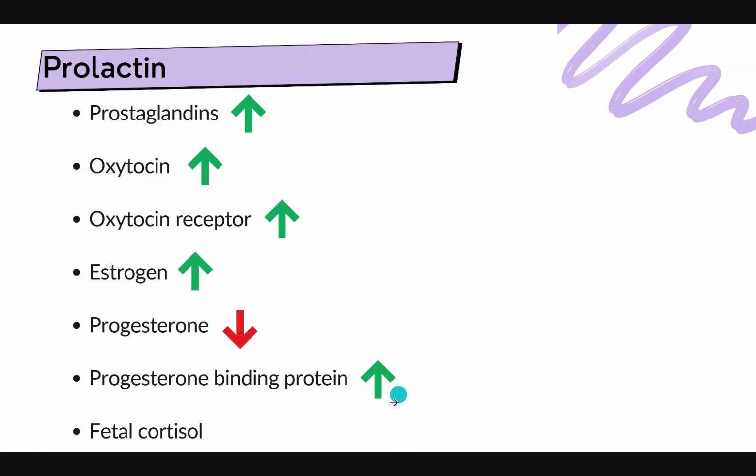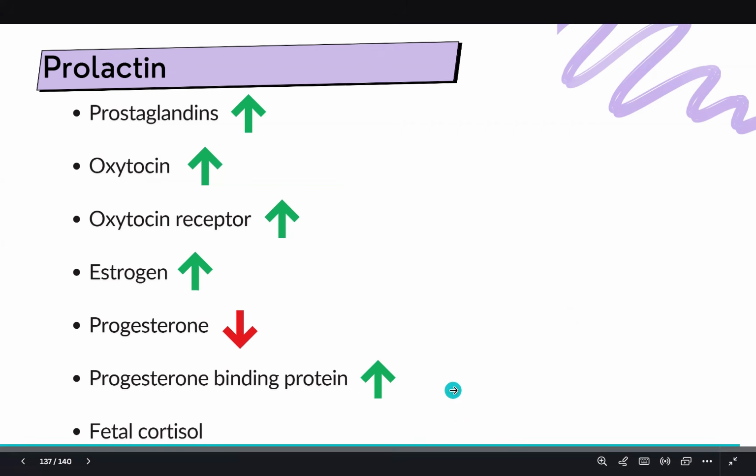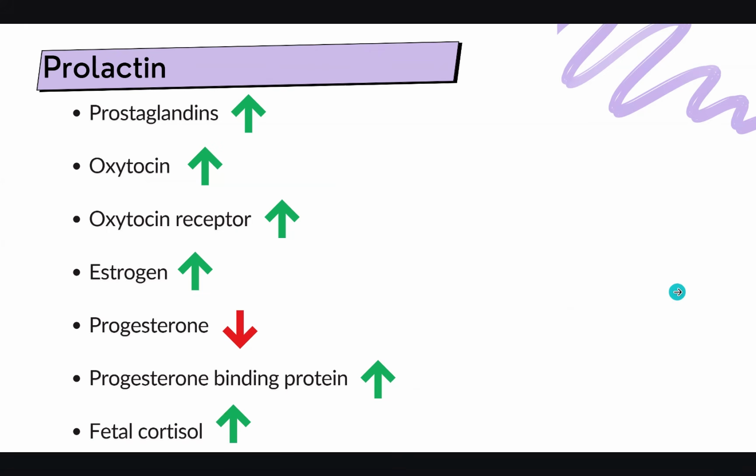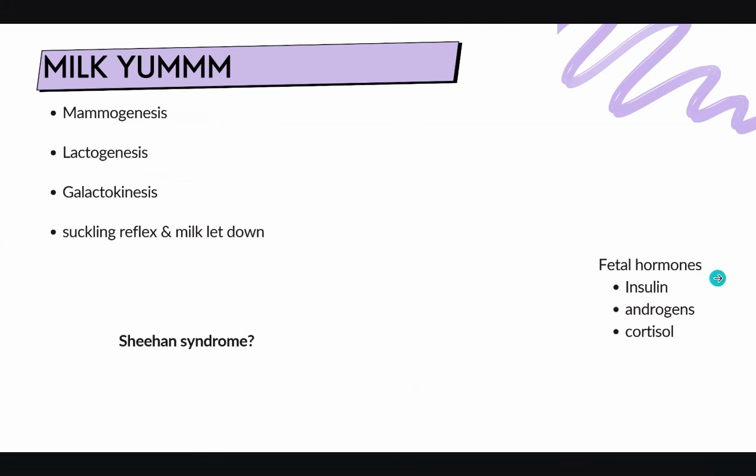What about progesterone binding protein? Interestingly, this will increase. Why? Because when you have increased progesterone binding protein, it binds to progesterone and prevents it from acting, all right? What about fetal cortisol? During labor, the fetal cortisol increases, which is basically the fetus getting stressed, you could say, and preparing for getting out into the real world, okay?